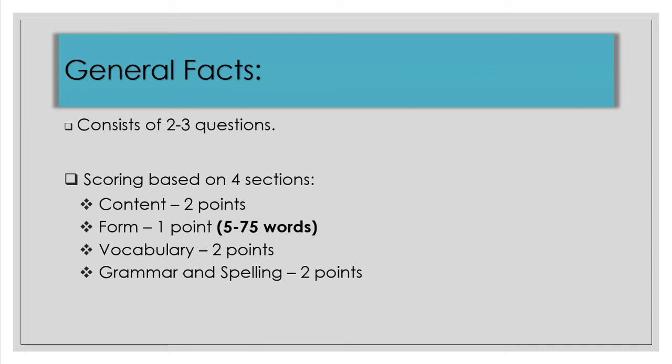The next point is form. Form means the word limit. It gives you 1 point. If you write the summary, make sure that the word limit of the summary is between 5 to 75 words. Another important point to note here is that if your word limit is below 5 or if it crosses above 75 words, then you will lose that 1 point for the form. So make sure it is within 5 to 75 words.